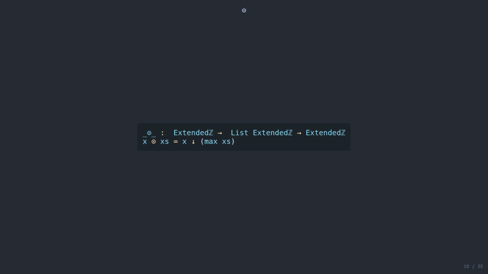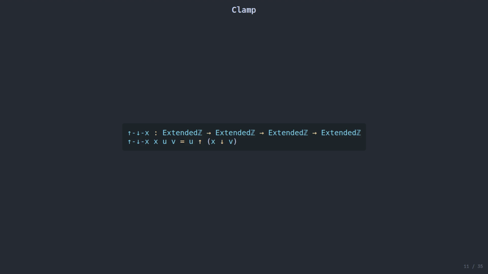Bird then introduces a new binary operator. It takes a number and a list of numbers. It compares the given number with the maximum of the list and returns whichever of the two is smaller.